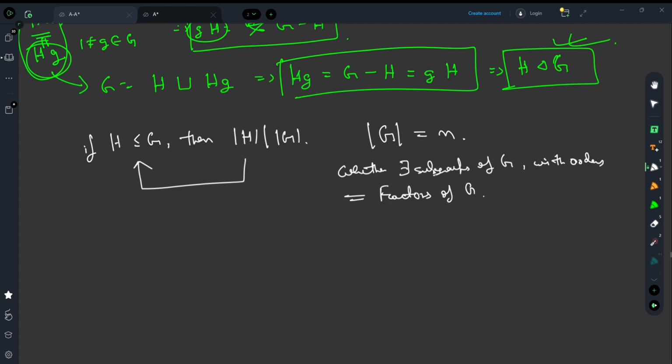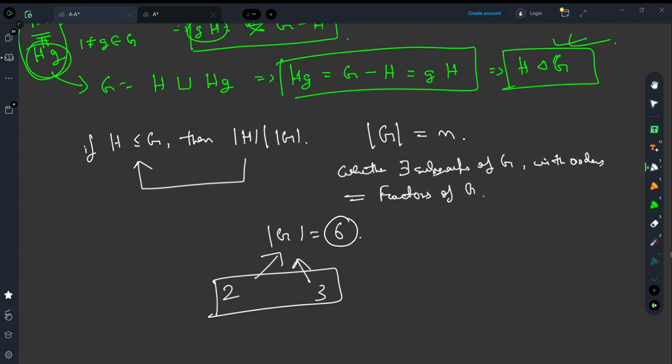Another way of saying this: suppose the order of G is 6, then does there exist a subgroup of order 2, and a subgroup of order 3 as well? That is, does every factor of 6 correspond to the order of some subgroup of G or not? Like we know if there exists a subgroup, then the order of that subgroup must be a factor of the order of G. But is the converse true? The converse is precisely not true in general. It is true in some specific cases, but it's not true in general.